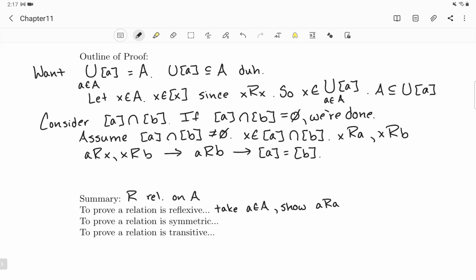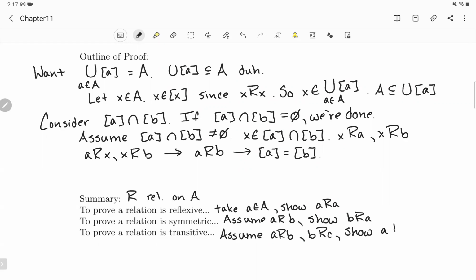Reflexive was not an if-then statement. It was a for-all statement. The rest of these were if-then statements. So to prove it's symmetric, you assume the if, and the if was a related to b. And what do you show? b related to a. Transitive, what do you assume? Yep, a related to b, b related to c. Show a related to c.